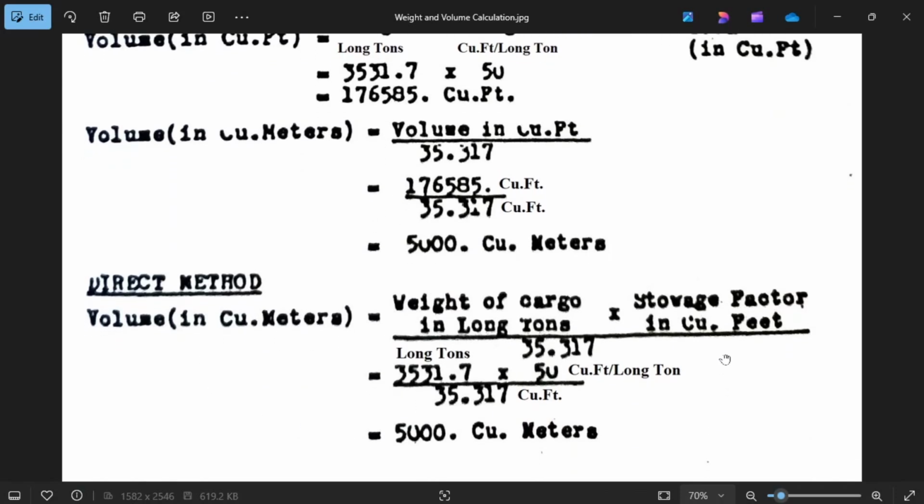But so from volume in cubic meters, the formula will be weight of cargo in long tons times your storage factor in cubic feet over your conversion from cubic feet to cubic meters. So that will be, let's say, your weight of cargo in long tons, 3531.7 long tons, times your storage factor of 50 cubic feet per long ton over your conversion of 35.315 cubic feet. So the answer will be 5,000 cubic meters.